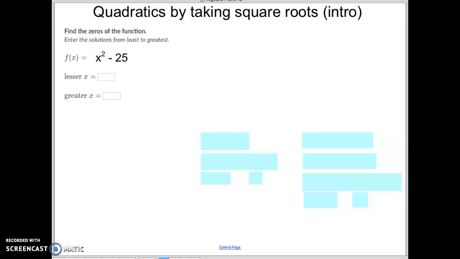Hello, intermediate algebra students. Today's content is solving quadratics by taking the square root.